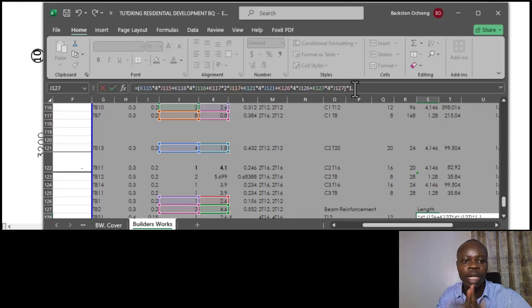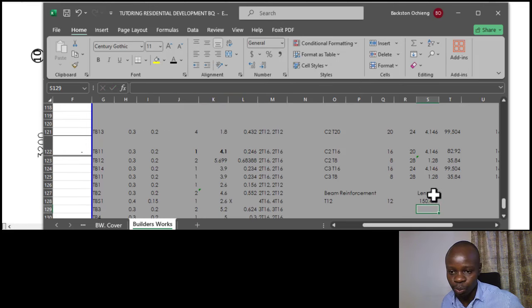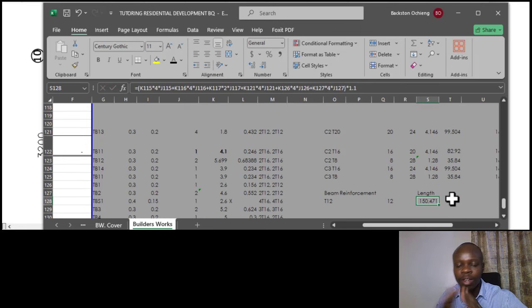Okay, so I'll take the total length that I've already calculated times 10%, so it's 1.1. Equal to, so that's giving me now the total length for all the T12 bars. Okay, therefore the rest of the items to be done is very easy.